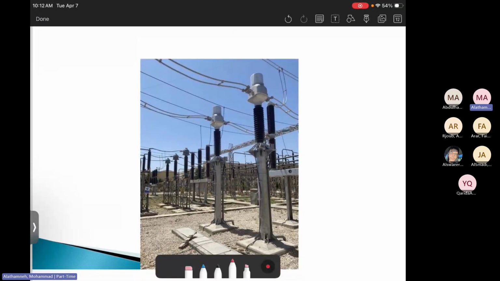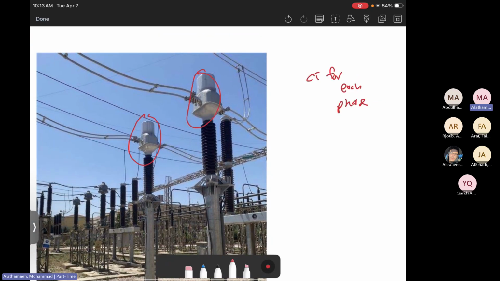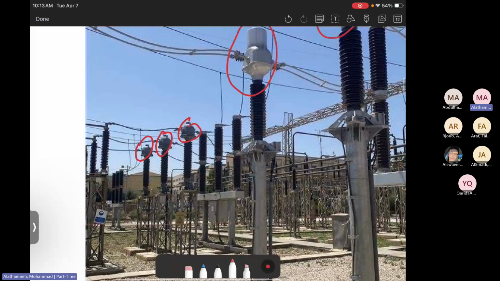Again, this is another picture from Jordan substations. This is a CT, this is a CT. You can see there is a CT for each phase. Each phase has a CT, therefore we should have three. Then here, in this picture as well, this is a CT, CT, CT.